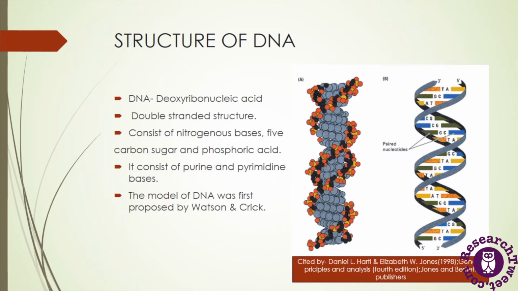The model of DNA was first proposed by Watson and Crick, and for this discovery they were also awarded the Nobel Prize. In this diagram, we can see the double-stranded model of DNA proposed by Watson and Crick. Here we can see the helical structure of DNA and also the molecular structure of DNA having nucleotides or nitrogenous bases within it.